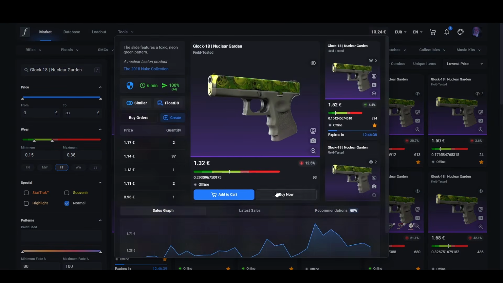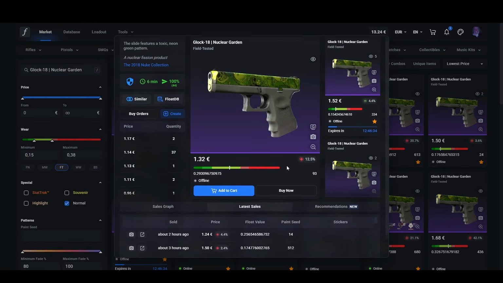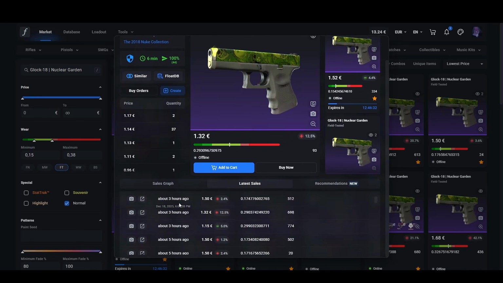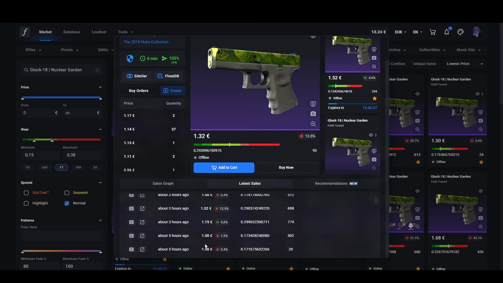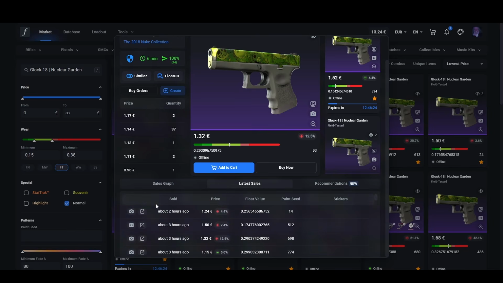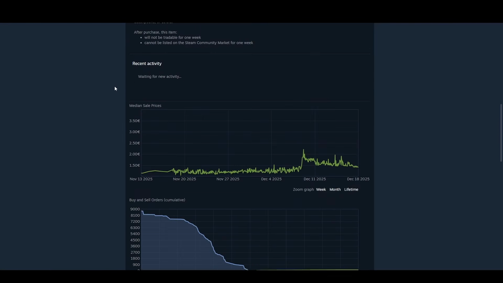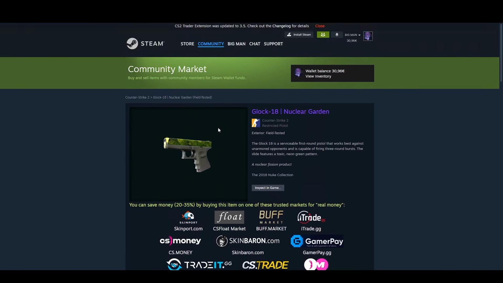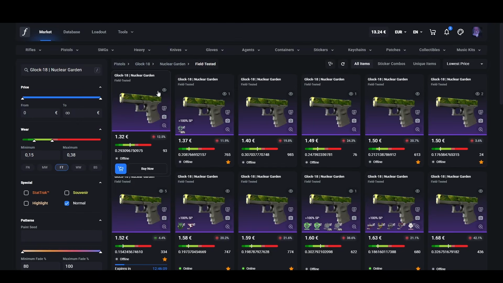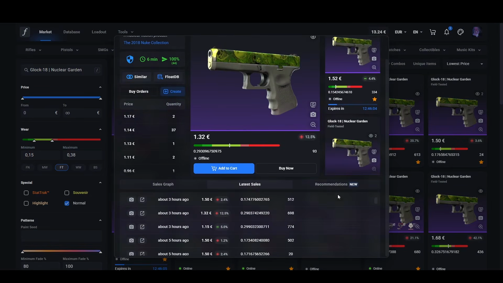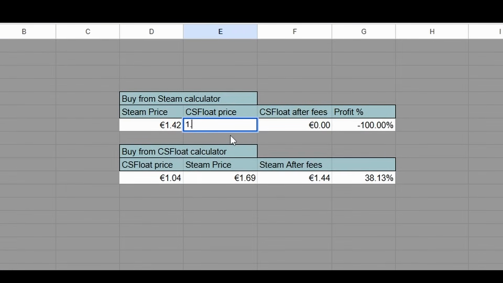So the main thing is probably to look on CSFloat, as that's where you'll be selling it. And yeah, it has a lot of sales, liquidity, and the price is somewhat stable. So I'd definitely say this could be a good one. So let's enter the things in the document as well. So it's 142 and the CSFloat price is 132. Yeah, we'll just put 132. You could also aim to get it higher, but yeah.